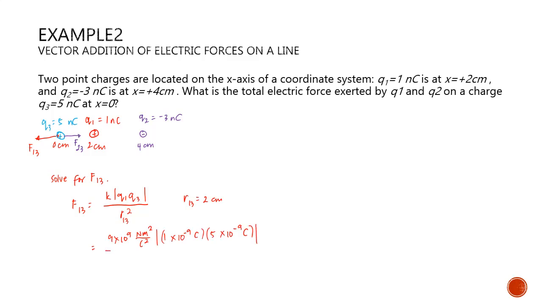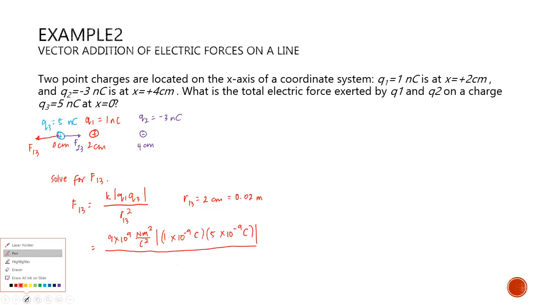Or you can just remove the absolute value symbol. And then 2 cm, convert that to meters. Instead of putting the conversion here, I'll convert it before plugging it into the equation, so you can just put the converted value here. It's 0.02 meter because it's 2 over 100, right? So we have 0.02 meter, quantity squared.